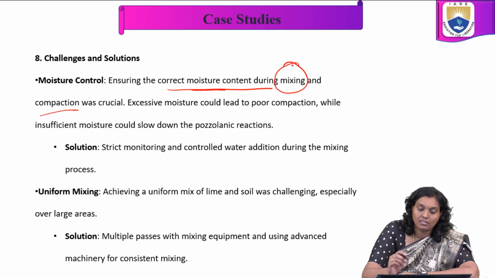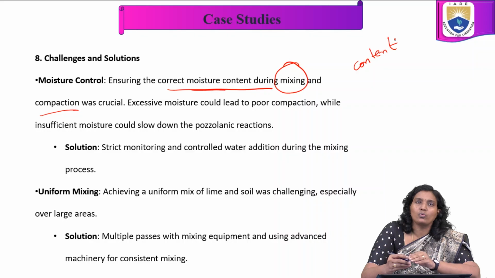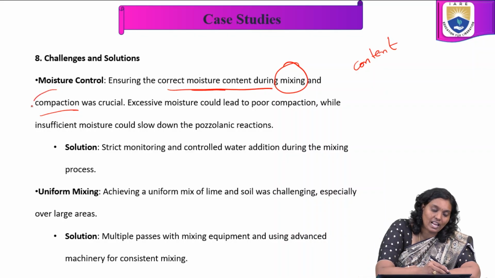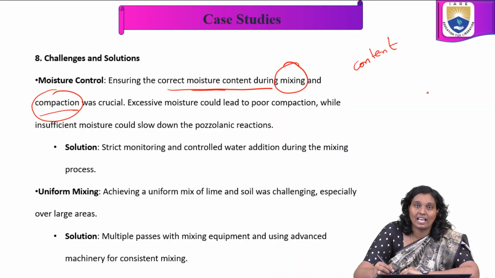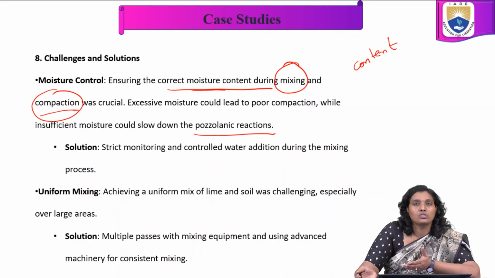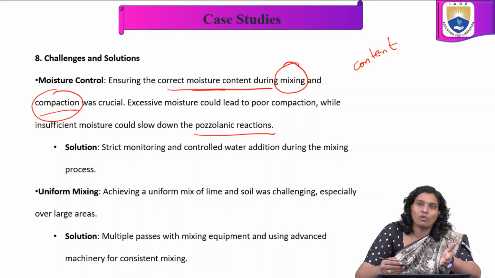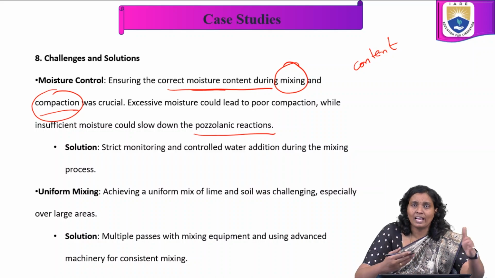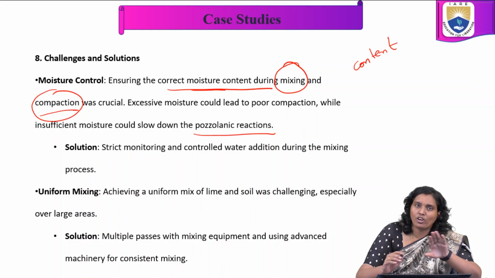So, how much moisture content we are considering during the mixing process and compaction is crucial. Excessive moisture could lead to poor compaction, while insufficient moisture could slow down the pozzolanic reactions. So excessive moisture also leads to less compaction, and insufficient moisture also could slow down the pozzolanic reactions. Once the pozzolanic reactions slow down, it reduces the strength, as well as the proper compaction is not done.